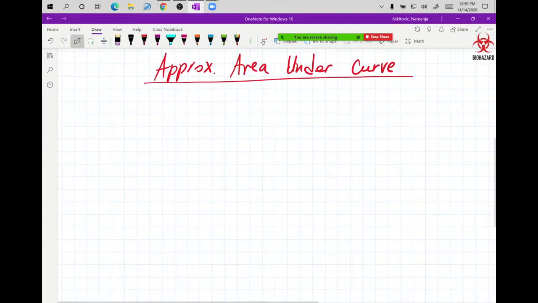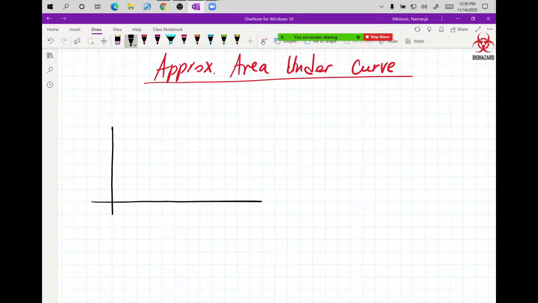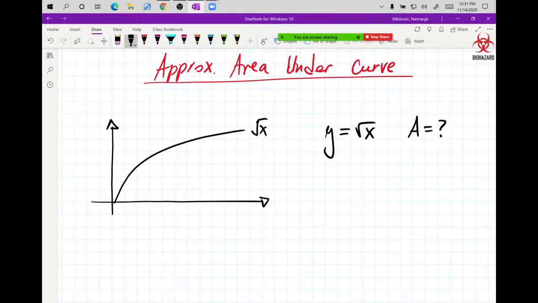So let's go. I'm going to have some function. Looks like I put root x. It's okay. Let's call it root x. Why not? Y equal root x. And I want to compute the area. And clearly, this is not something that I can fit in those shapes that I know. And I want to do that on, let's say, 0 to 5. So how would I calculate this area?